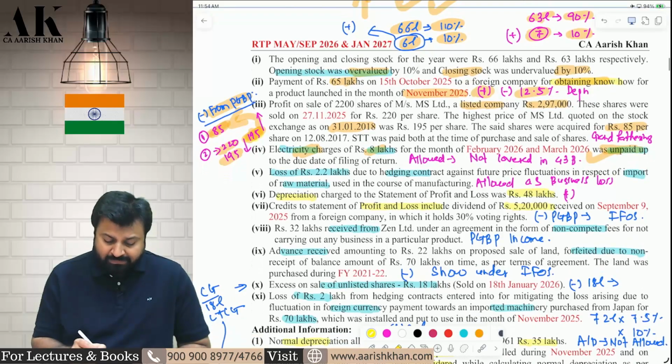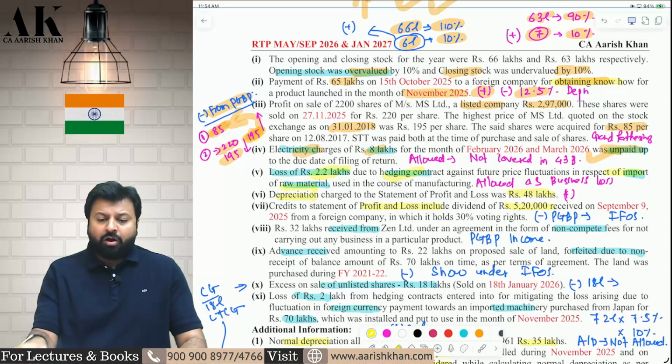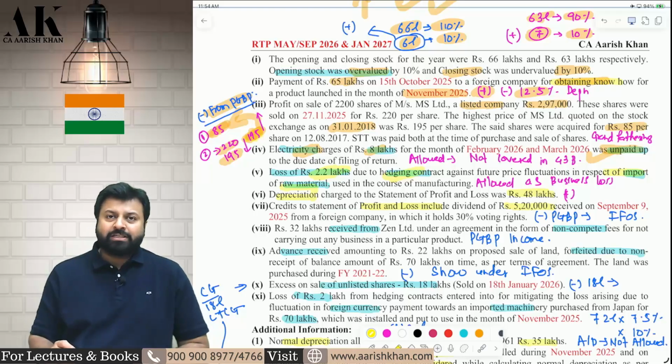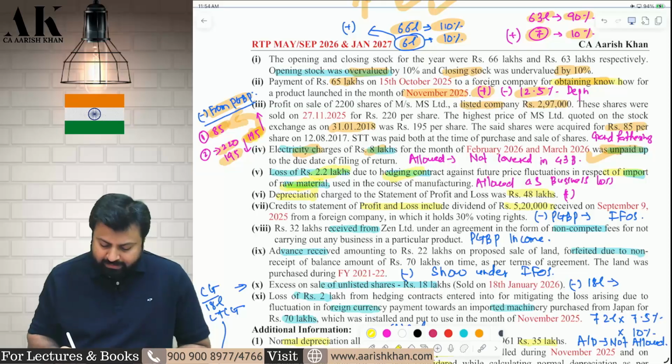Next one. You are incurring some loss of 2.2 lakh rupees due to a hedging contract in respect of import of raw material. So, you are importing some raw material. On that, you are incurring some loss. How much loss? You are incurring a loss of 2.2 lakh rupees on foreign currency fluctuation due to the hedging contract. So that loss is nothing but a revenue loss, because that loss is on raw material. Therefore, that will be allowed as a deduction. It is allowed as a business loss.